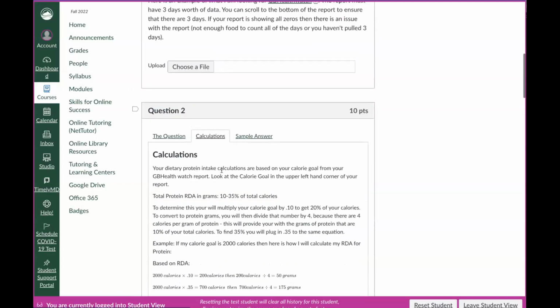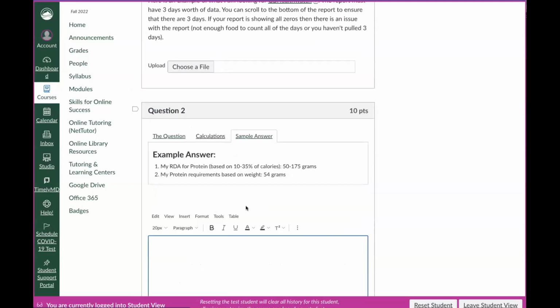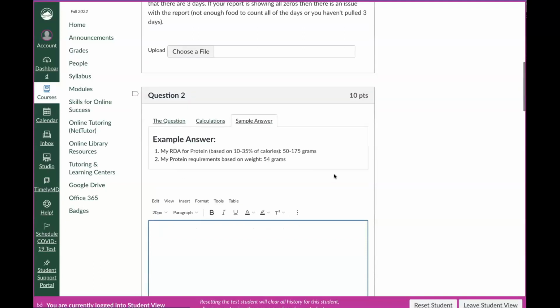So your answer then, and this is what your sample answer should look like. You're going to put this exactly in there. This is what your example answer is going to be for this one.